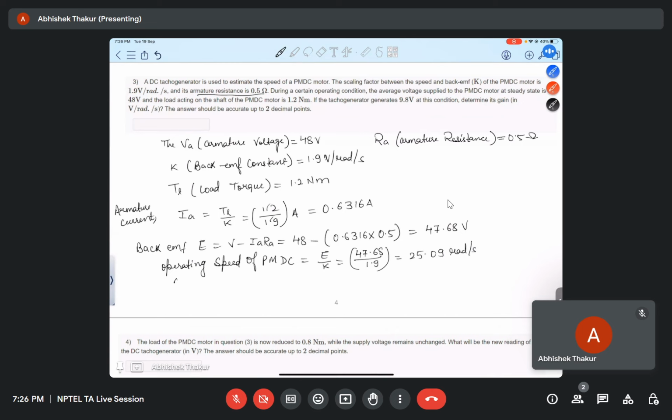Now in this question, it is asking to determine its gain. So the gain of the DC tacho generator is equal to 9.8 divided by the speed. The 9.8 is in volt, and the speed is 25.09 radian per second, so the unit will be volt per radian per second. When you calculate it, the answer is 0.39 volt per radian per second.